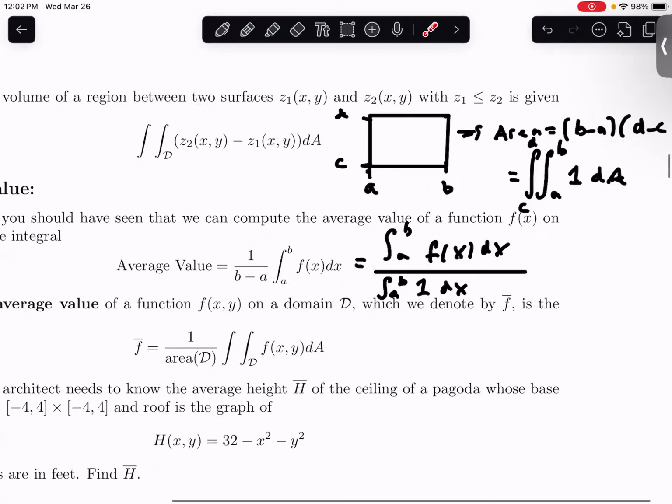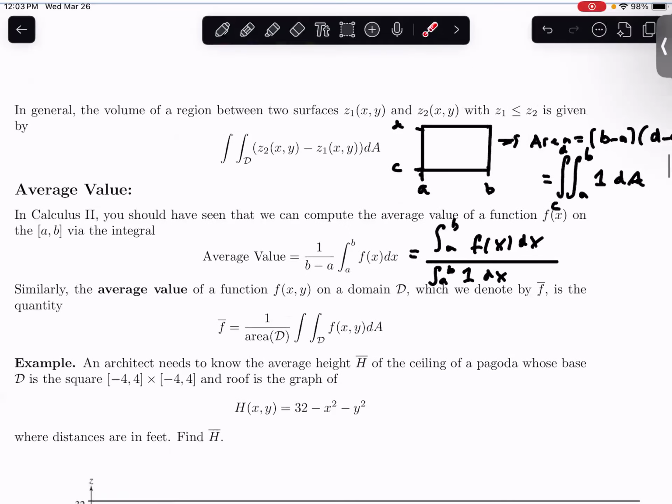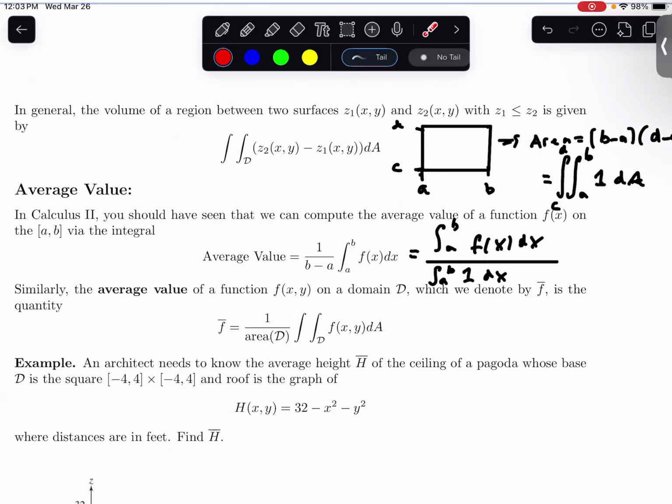And so this area equation, this average value function, sorry, I'm misspeaking. The average value of this multivariable function on a domain D, we said yesterday that it has the following form, right? It's 1 over the area of your domain times this double integral over f.